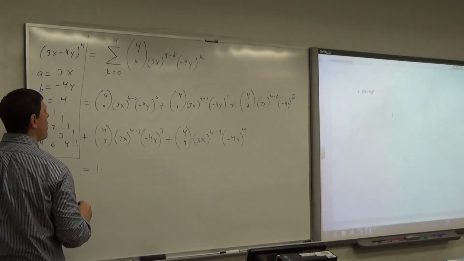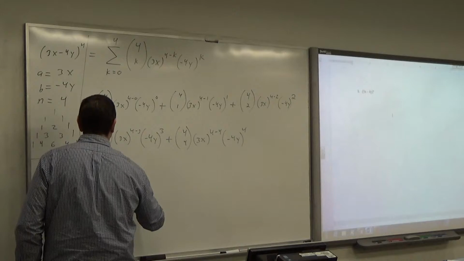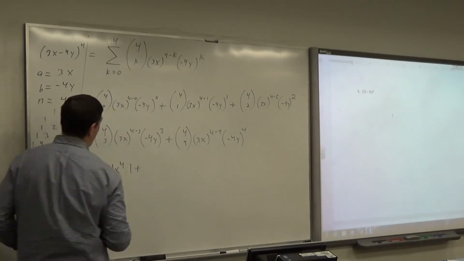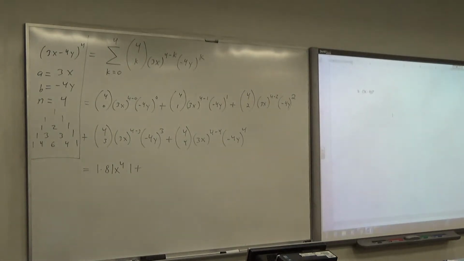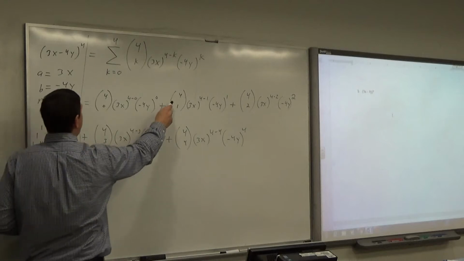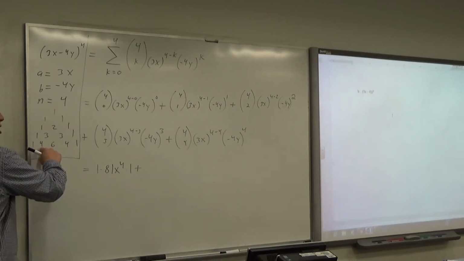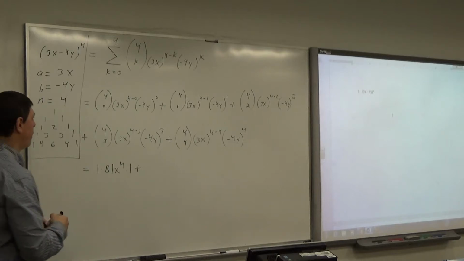3x to the 4th, that's going to be 81x to the 4th. Negative 4y to the 0 is 1. So it looks like our first term is just going to be 81x to the 4th. Second term, 4, 1. We could fumble around with our calculator and eventually get 4, or we can just look at Pascal's triangle. It tells me 4.